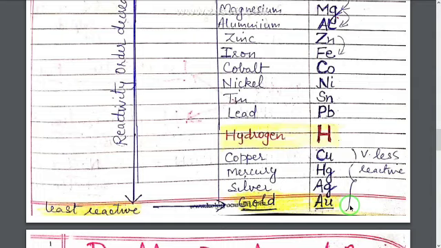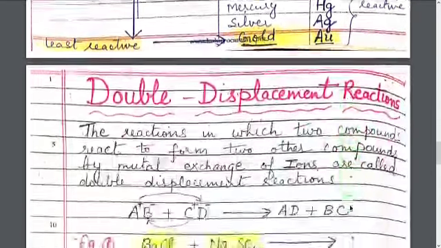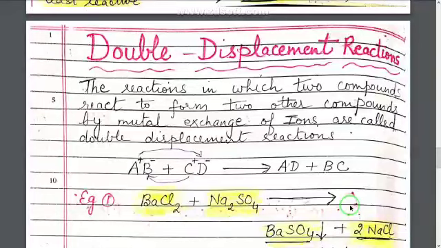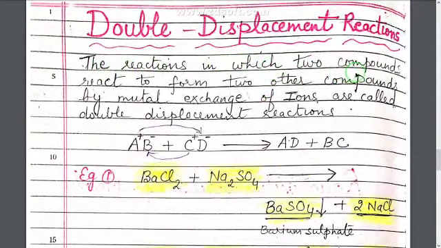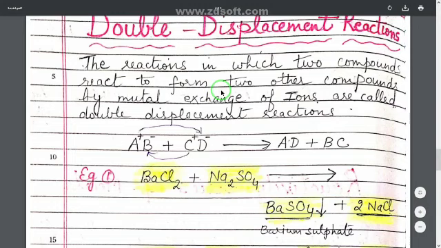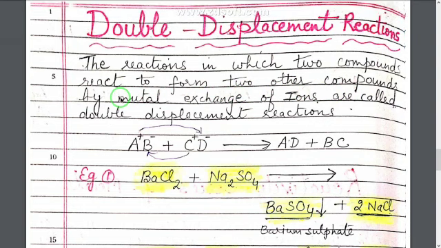Now coming to the next topic. The next type of reactions are double displacement reactions. The reactions in which two compounds react to form two other compounds by mutual exchange of ions are called double displacement reactions.